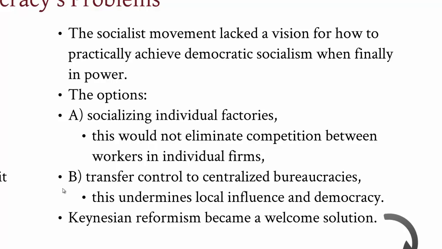The second is to transfer control to centralized bureaucracies, which is effectively to nationalize the factories, to use the state to take over the means of production. But doing so undermines local influence and democracy. So this was the dilemma, and this was the debate between A and B for a good long time. Should the solution be using cooperatives in an organic bottom-up way, or should the state take over in a top-down kind of fashion and nationalize things?